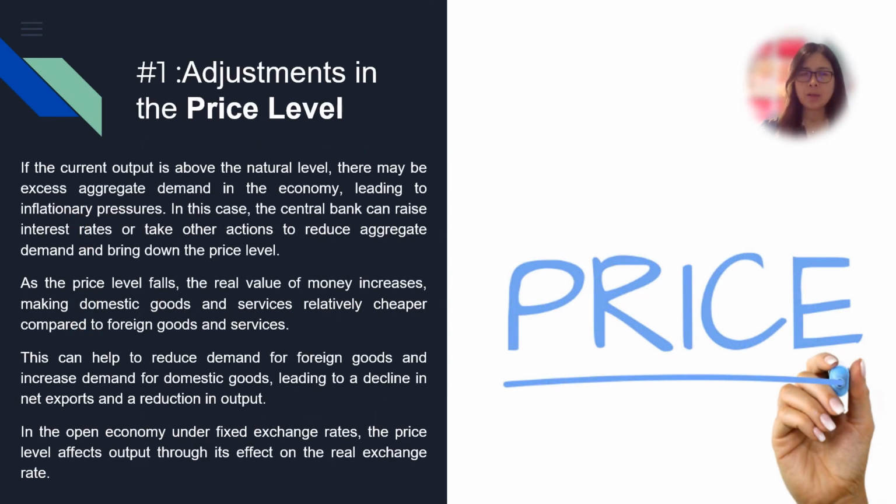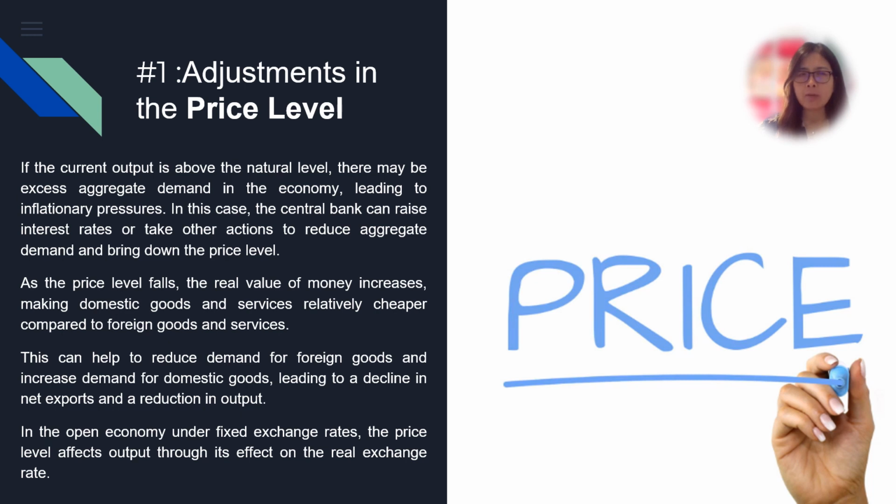Number one, which is using adjustment in the price level. If the current output is above the natural level, there may be excess aggregate demand in the economy, leading to inflationary pressures. In this case, the central bank can raise interest rate or take other actions to reduce aggregate demand and bring down the price level.